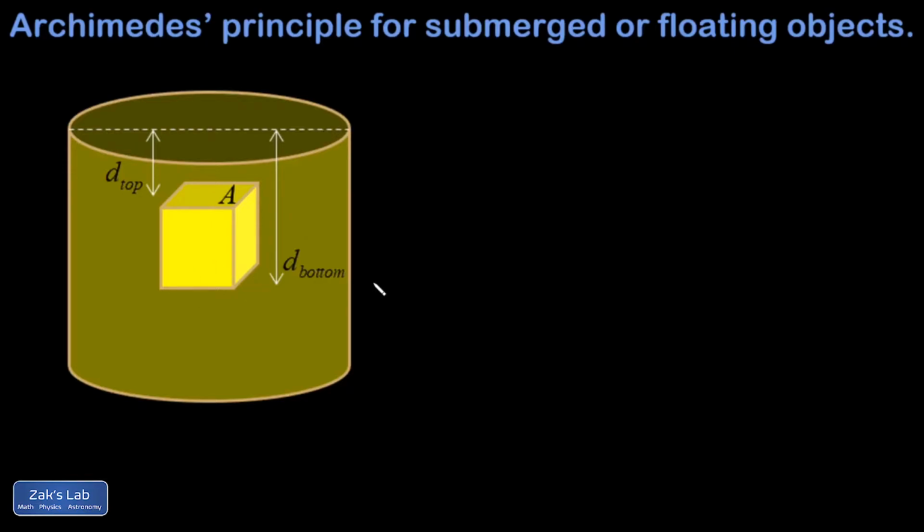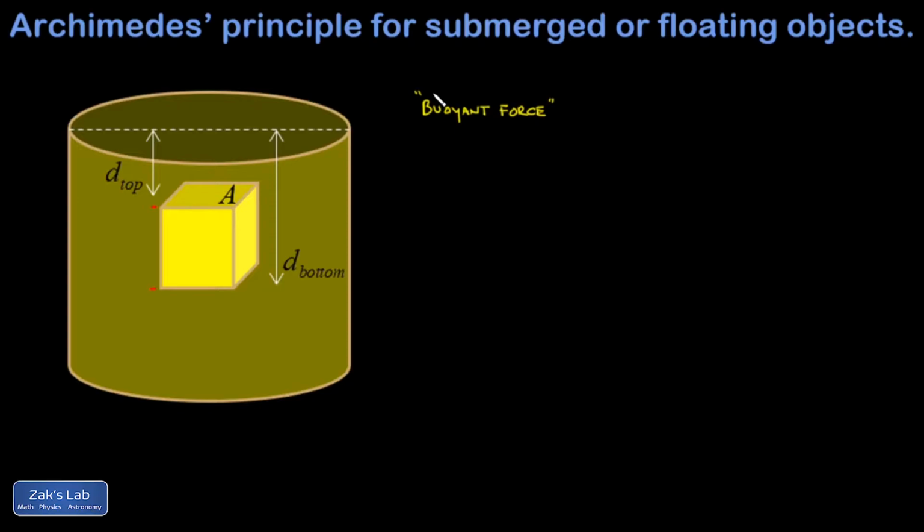So we start with the submerged object, and just the basic physical principle here for why this thing feels an upward force exerted by the fluid is the fact that the pressure is greater as you go lower in the fluid. So down here, at a depth of D bottom, the pressure is bigger than up here at a depth of D top. To get the force exerted by the pressure, you just multiply by area, and so that upward force at the bottom is going to exceed the downward force at the top, leading to what we call the buoyant force.